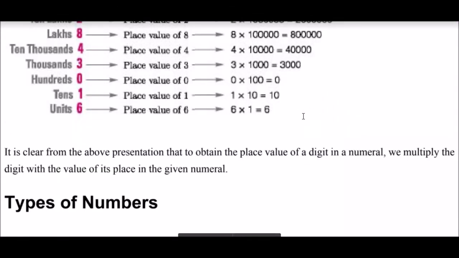Okay. So it is very clear from the above example that we can easily obtain the place value of a digit in a numeral. We multiply the digit with the value of its place in the given numeral. To obtain the place value of a digit, let it be 1, we multiply that digit 1 with the value of its place. Its place is the tens place, in the given numeral. 1 into 10, that is 10.